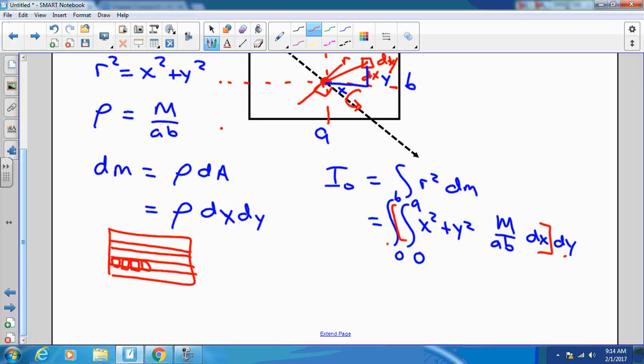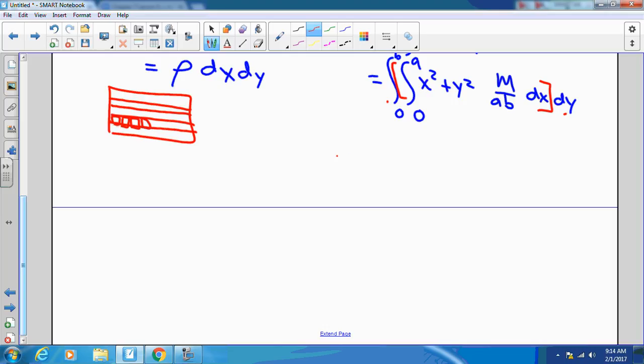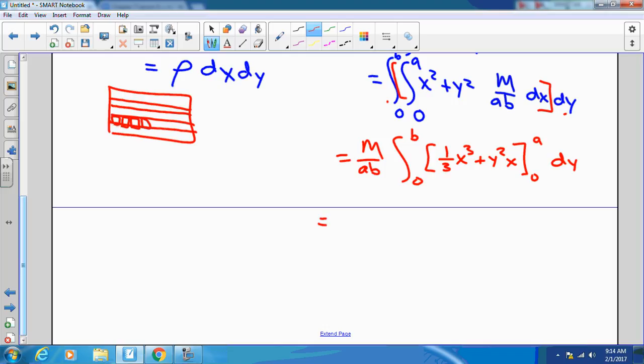Okay, now the fun part is because x and y are independent variables, when I integrate with respect to x, y is a constant. As I integrate along this horizontal strip right here, y remains constant. So I can pull out the m over ab constants all the way to the outside. And when I integrate on the inside here, I get 1/3 x cubed plus y squared x from 0 to a. And the outside integral remains in place.